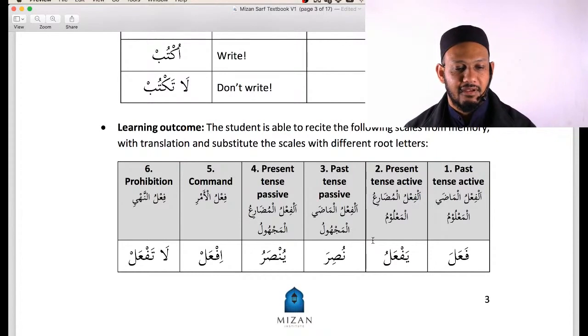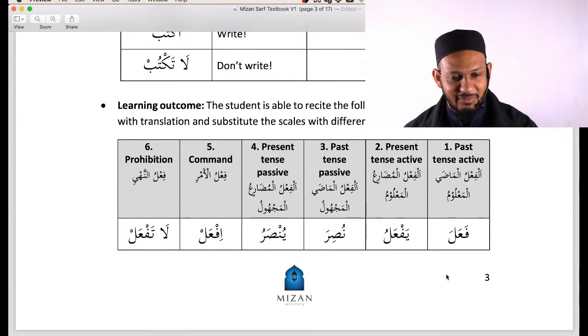And the foundation of the foundation is number 1 and number 2. That's like the main part of these 6, number 1 and number 2. So you should know these 6. So if you're doing like a mental check, am I up to date? Let's see where you are. Number 1 is the past tense active verb, which is the fi'l madi al-ma'lum fa'ala. When you say active, we mean the doer is known. Fa'ala. Let's do fa'ala together.